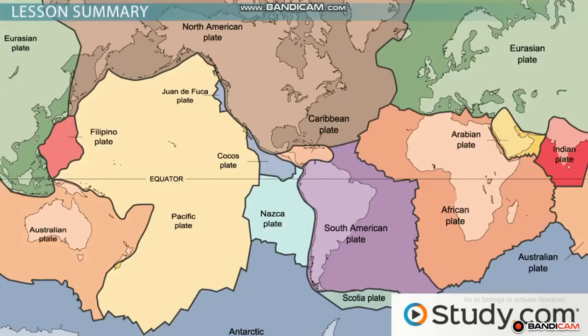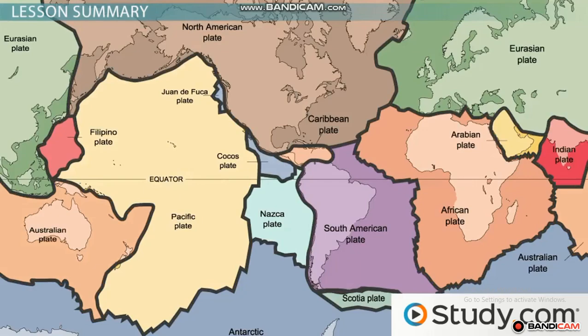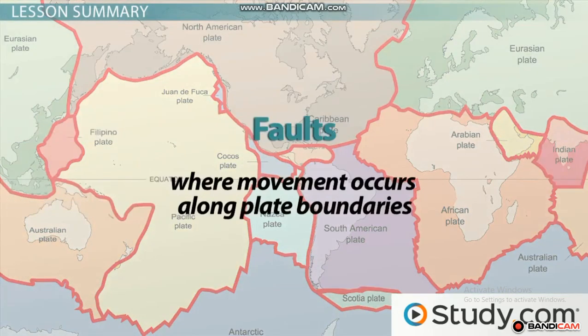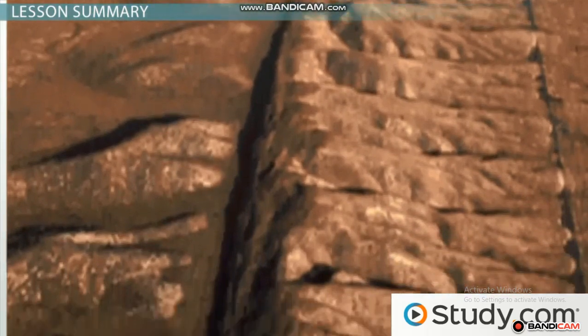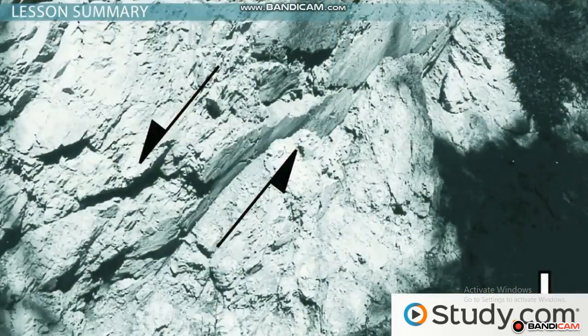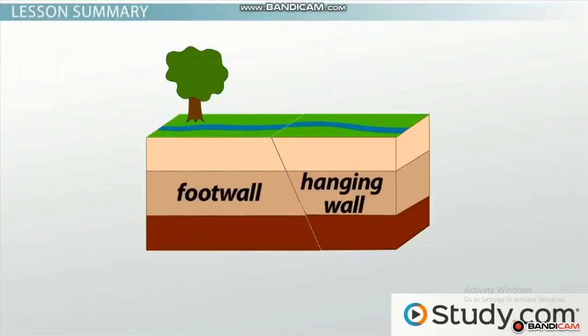Earth's crust is broken up into tectonic plates, which are like giant puzzle pieces made of large slabs of rock. The places where movement occurs along the plate boundaries are called faults. Faults are the large cracks between plates, but not just any crack can be a fault. There has to be movement along at least one side of it. Three types of faults are caused by three types of stress.